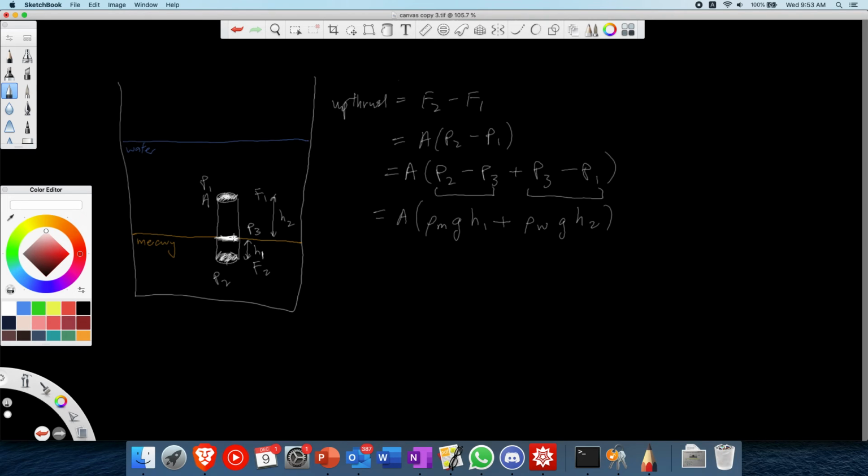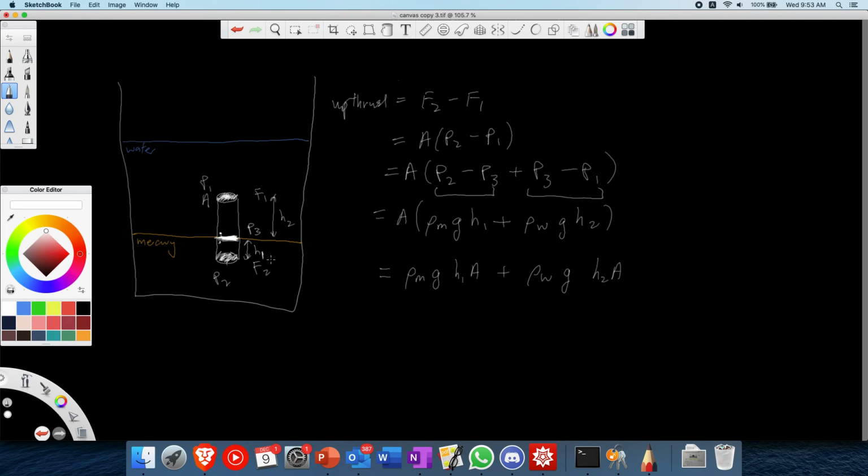It's a pressure at this interface, and it equals the pressure a bit above the interface in the water region, and also equals the pressure a bit below the interface in the mercury region. So P3 acts as a bridge between the mercury and the water. And what do we see? We see that this is rho mercury g H1 A plus rho water g H2 A.